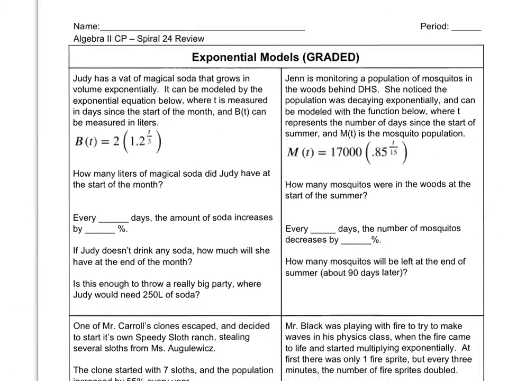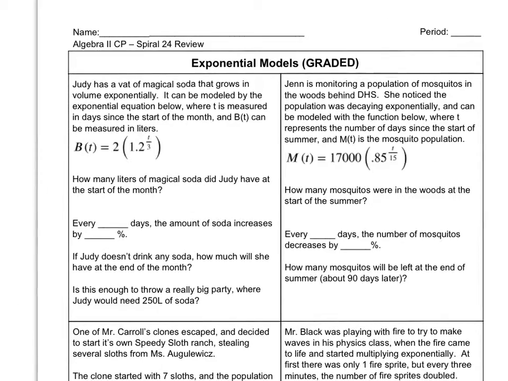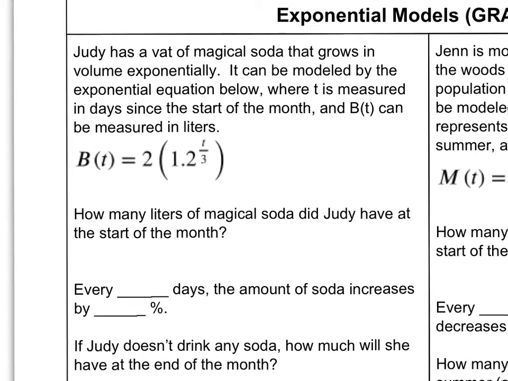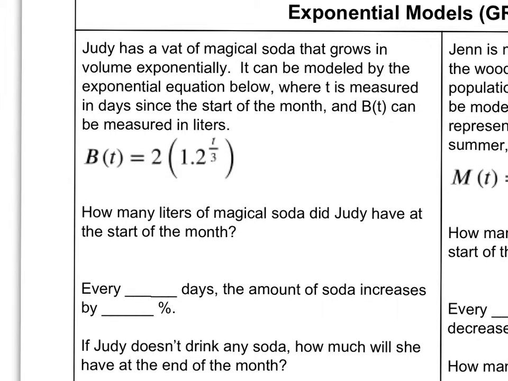We're going to start off on the left side. I didn't number anything or label anything in the video, so we're just going to do the left side problems. And we're starting with Judy having a vat of magical soda that grows in volume exponentially. We're given an equation, and we've got to figure out how many liters did Judy have at the start.